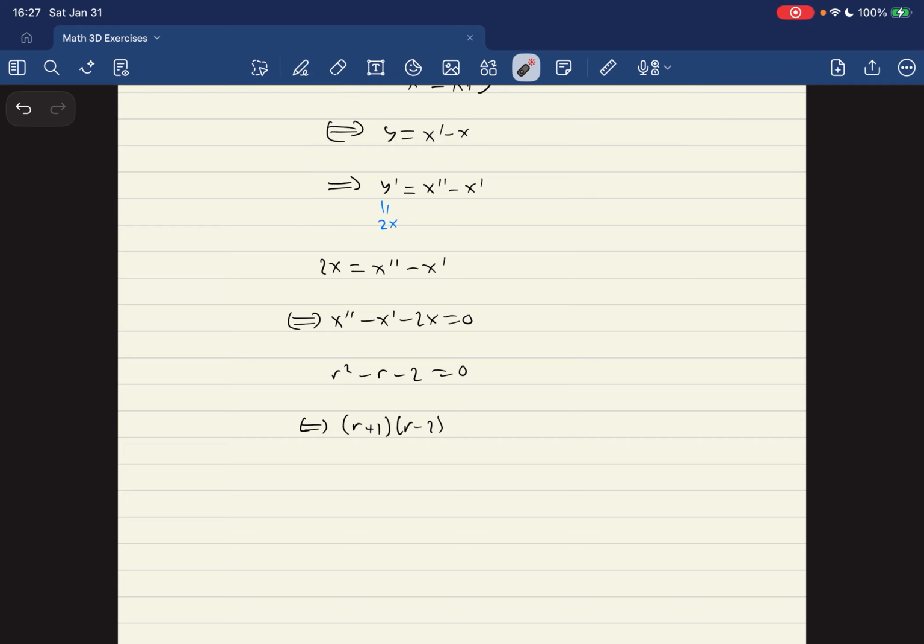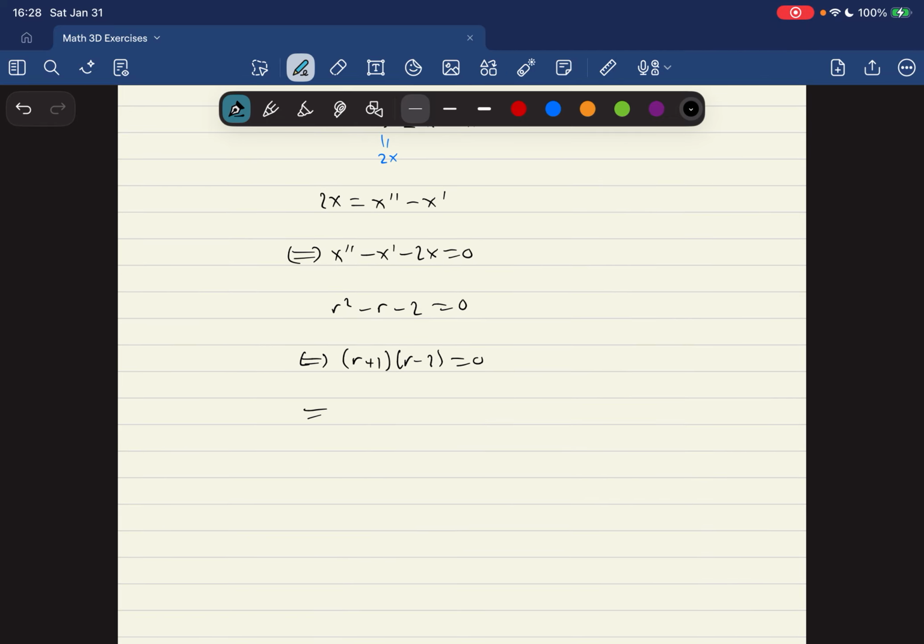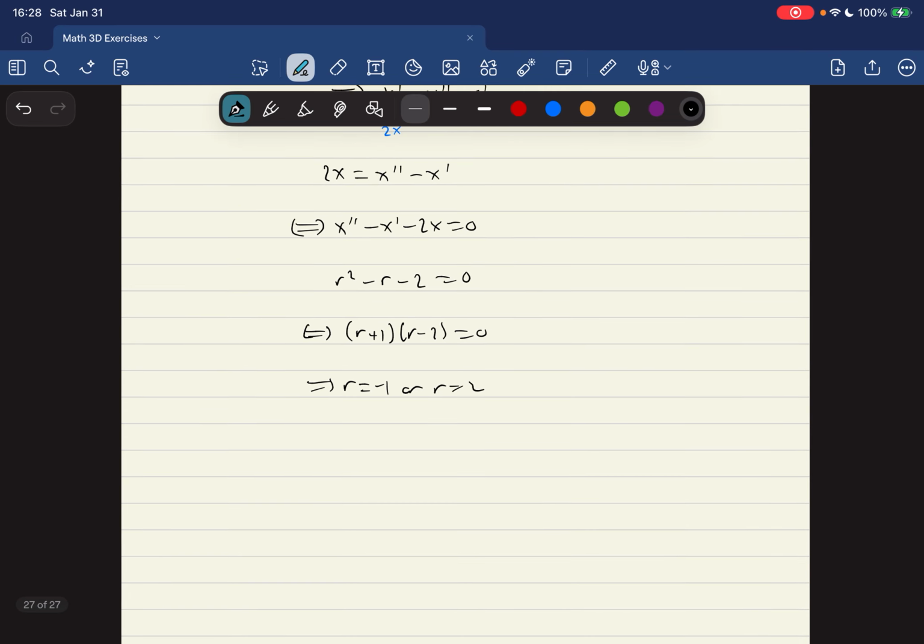And let's quickly check this. So we get r squared, and then r times negative 2 is negative 2r, plus 1 times r, that's r, so minus 2r plus r gives us negative r. And then 1 times negative 2 is negative 2. Okay. And that's equal to 0. So r is negative 1, or r is equal to 2.